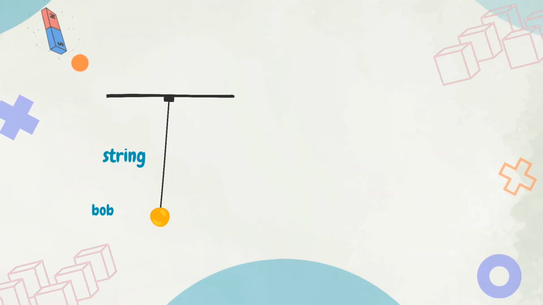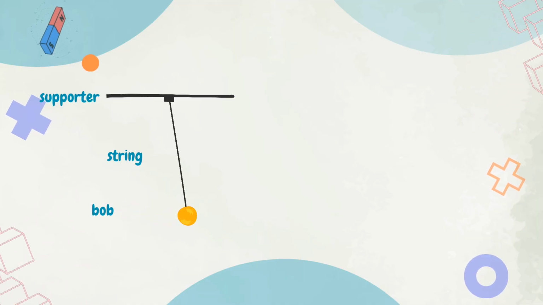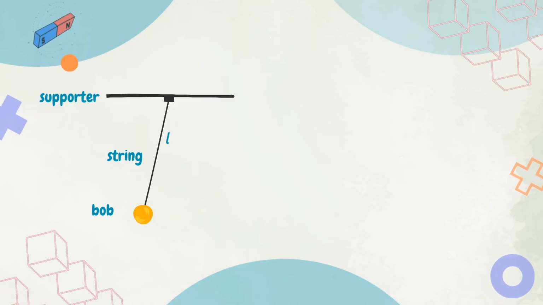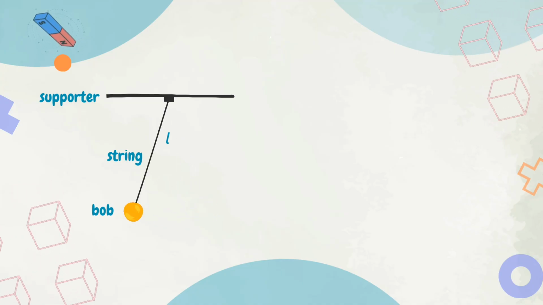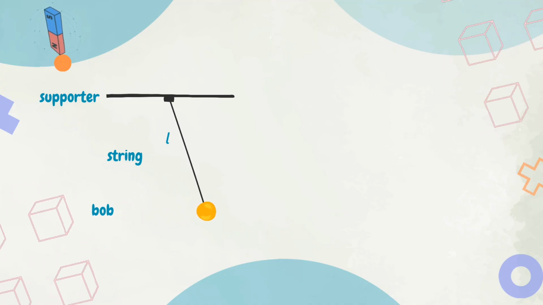A simple pendulum consists of a bob attached by a string from the supporter. The length of the pendulum, L, is the distance from the supporter to the middle of the bob. The bob is able to swing forth and back freely. What terms are used to describe the pendulum?